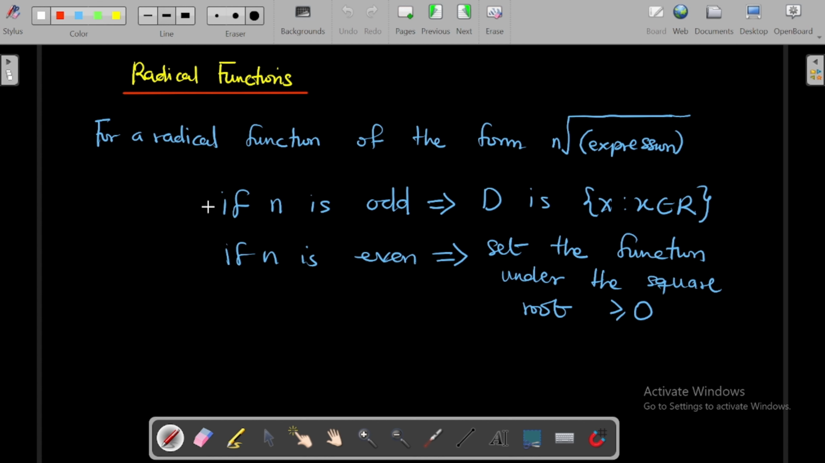Now let me explain what each of these concepts mean. We are having a radical function of the form nth root of an expression. If n, which is the index, is odd, then it means that all real numbers will apply. The domain is all real numbers. This is because you remember our conditions for a function being undefined: one, the denominator should not be equal to 0, and two, no negative sign under the square root.